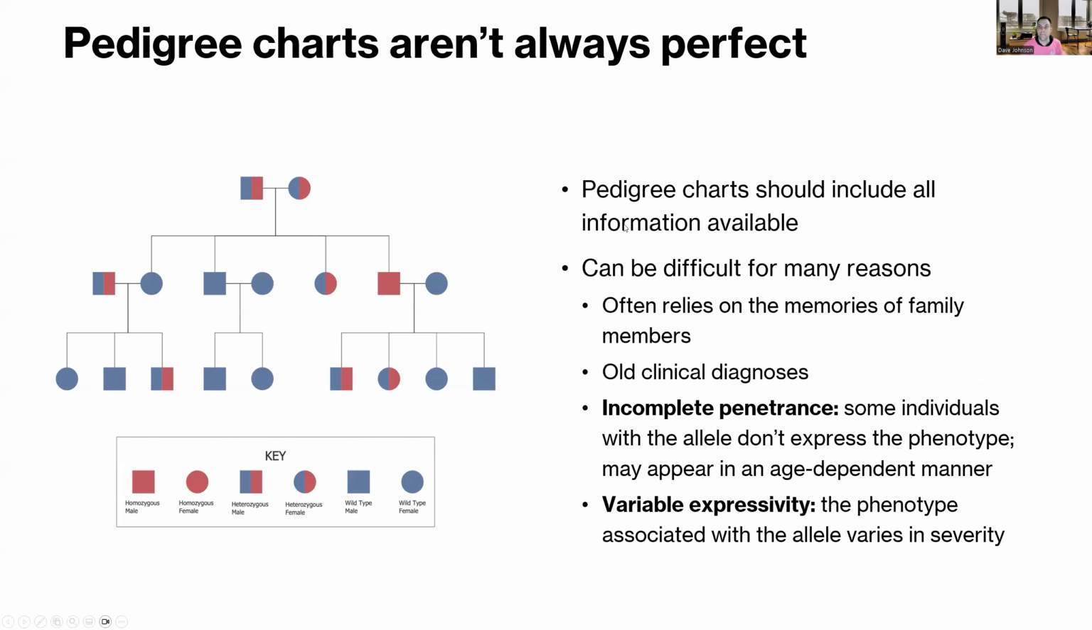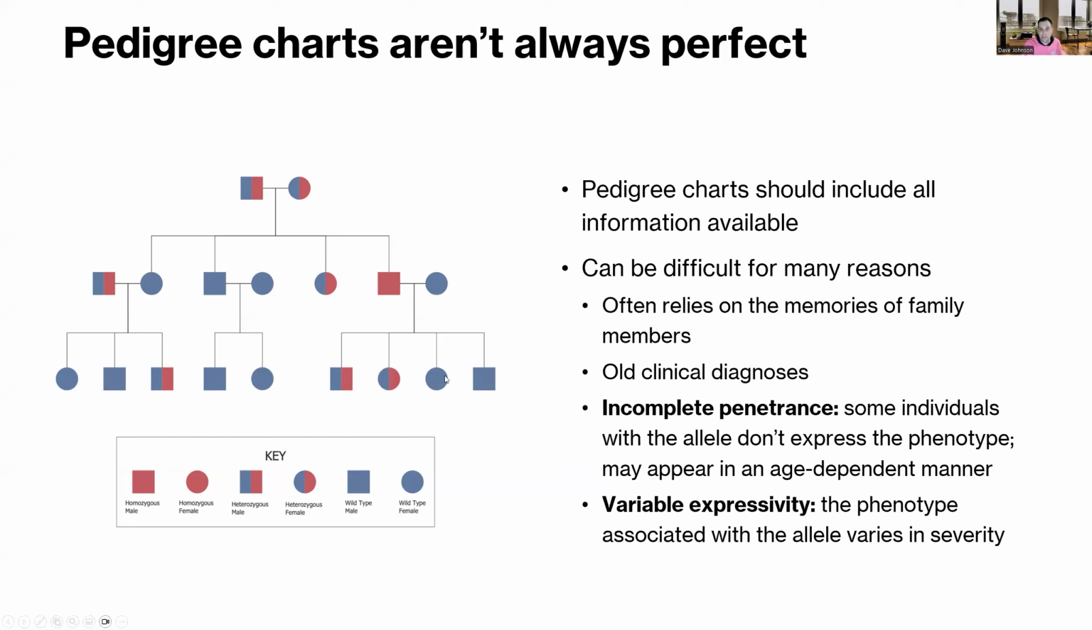When you're constructing a pedigree chart, you should be including all information that is available to you. And this is important, right? The more information you have, the better the estimates you can make in terms of the likelihood that a trait is either being carried by an individual or could be passed on to a subsequent generation. But this can be challenging for a lot of reasons.